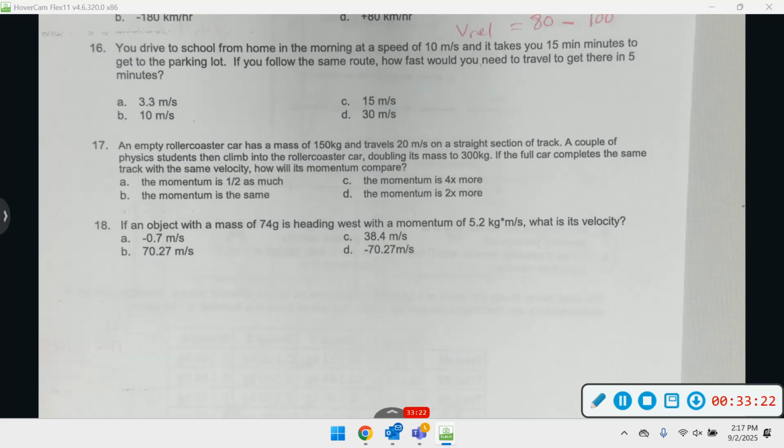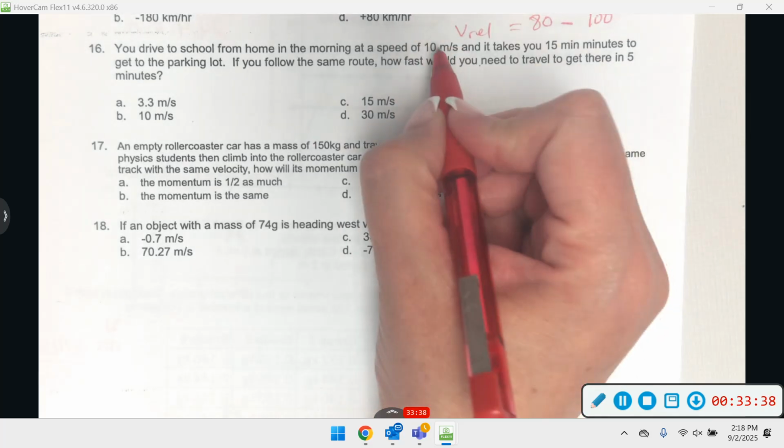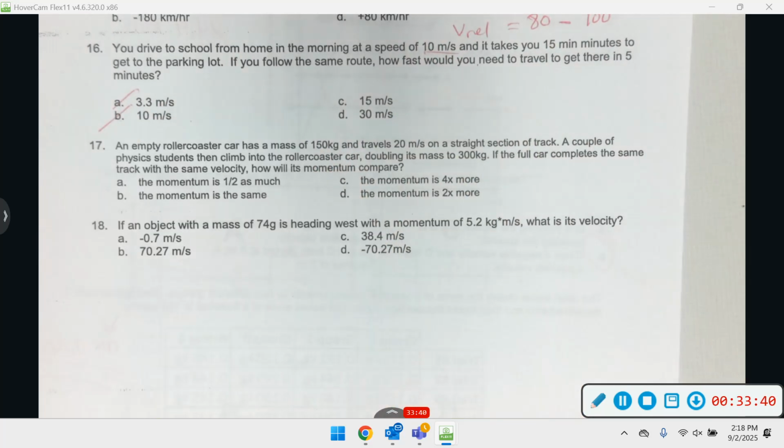Think about it logically. If it takes you 15 minutes to get there normally and you want to get there in 5, do you need to go faster or slower? Faster. Because you're trying to get there in 1/3 the amount of time. You have to go faster. So look at your answer choices. This was 10. This is not faster. That's not faster. So I've already eliminated half of them.